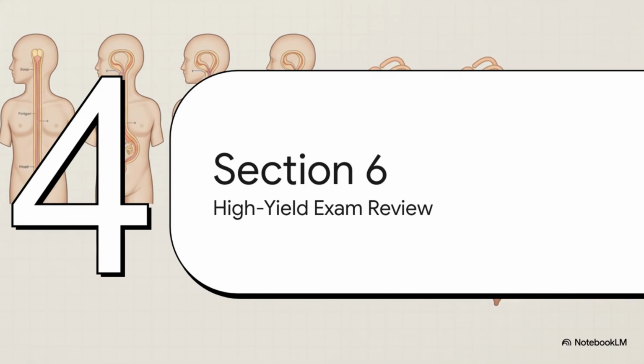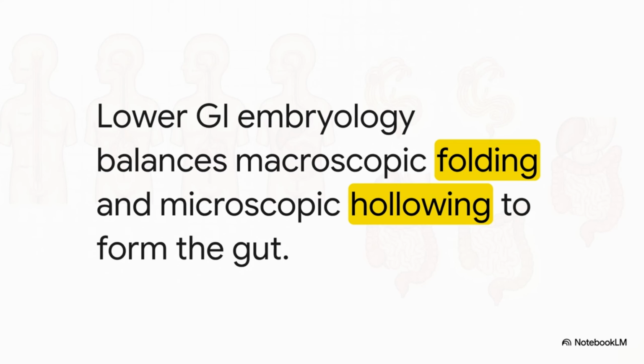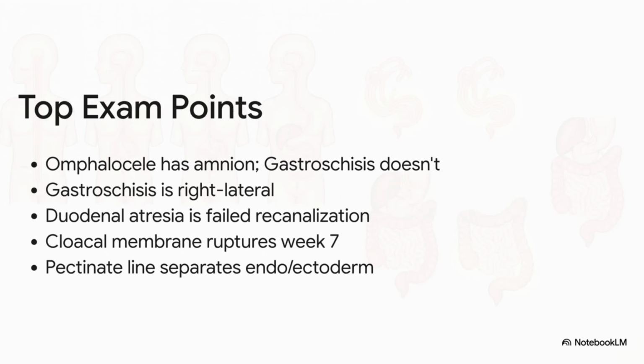And finally, Section 6, High-Yield Exam Review. Let's consolidate everything we just talked about. Lower GI embryology is really just this delicate dance of macroscopic folding, like midgut herniation, and microscopic hollowing, like recanalization. When those steps fail, that's when we see severe structural anomalies like omphalocele, gastroschisis, and atresias. And it all culminates in that incredible tissue convergence down at the cloaca and the dual origin anal canal. Here are your 5 golden revision points to memorize for the boards.